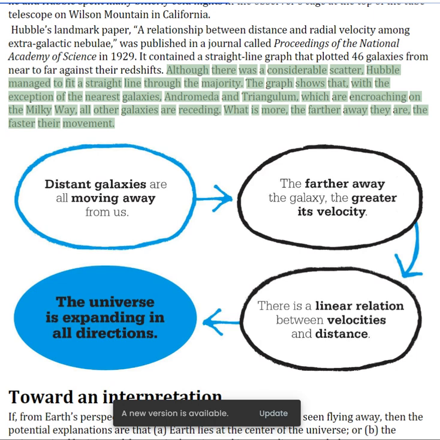The graph shows that, with the exception of the nearest galaxies, Andromeda and Triangulum, which are encroaching on the Milky Way, all other galaxies are receding. What is more, the farther away they are, the faster their movement.